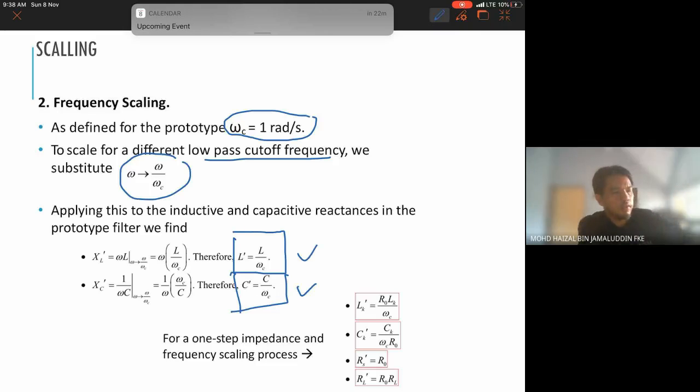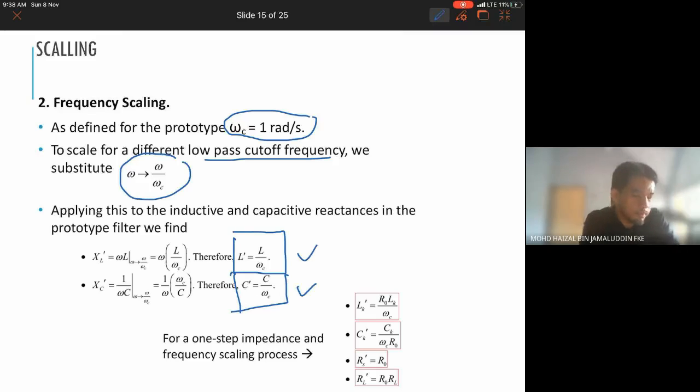And when we include both the impedance and frequency scaling, we get the new inductor value, Lk prime equal to R0 Lk divided by omega c, and Ck prime equal to Ck over omega c R0. The new source value is R0, and the new load will be R0 times RL.